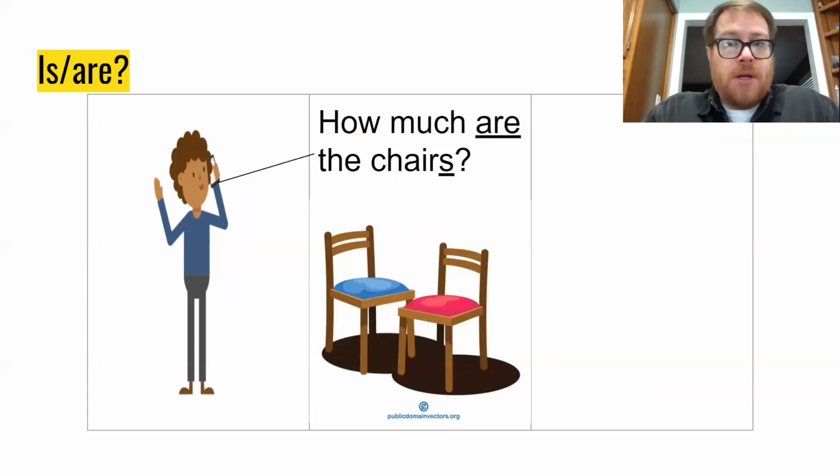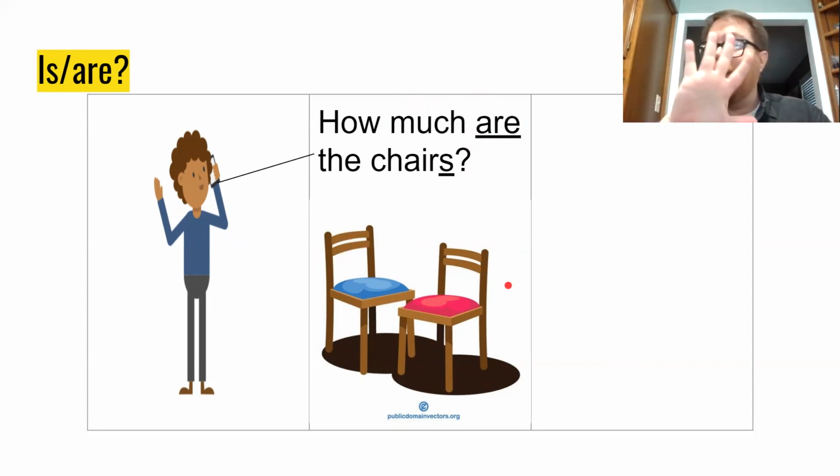Now, this one's a little bit different. Remember, we have R, and we have an S on the end. How much are the chairs? See this? We've got two chairs, so more than one. It could be two, it could be five, it could be 10. You will say the same thing. How much are the chairs? And take note of the S on the end of chair, which means more than one.